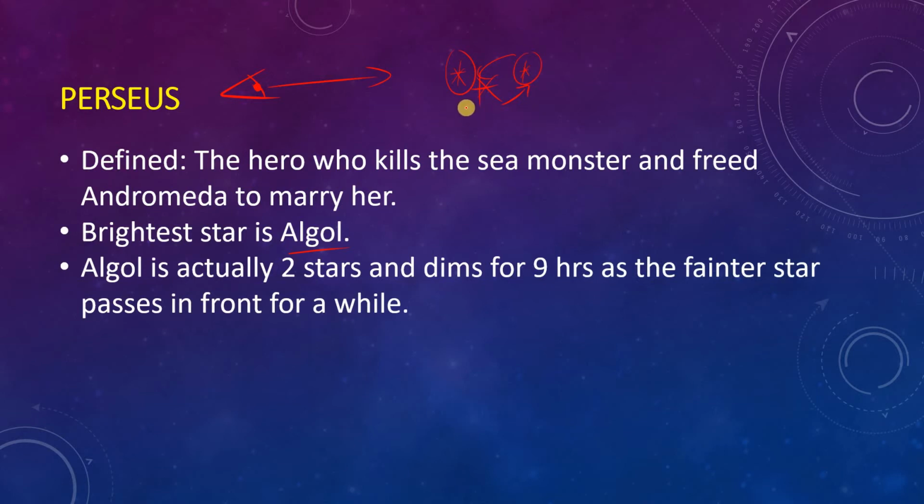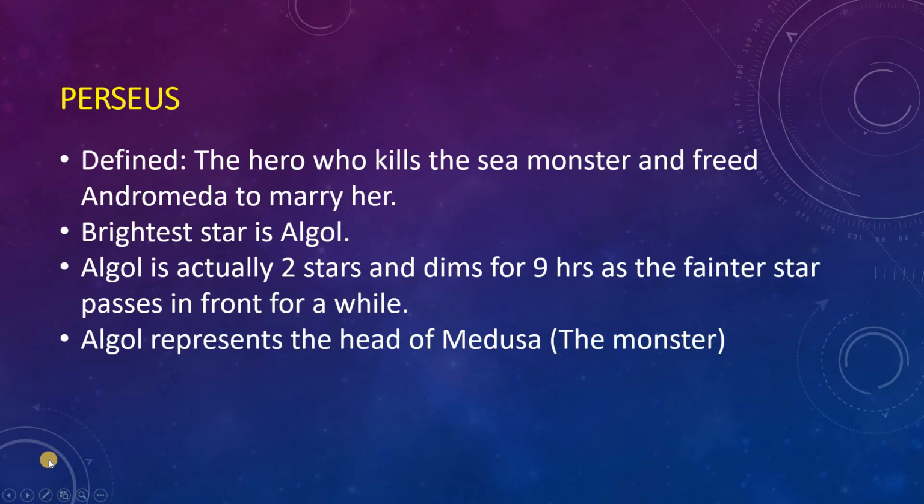And one of them is dim while one of them is bright, and so they continue to shuffle those stars. Algol is actually two stars. It represents the head of the monster. Now we know the story of Medusa. This is the woman with the snake head or snake hair, and that's who Perseus beheads, and so Algol is supposed to be the head of the Medusa.